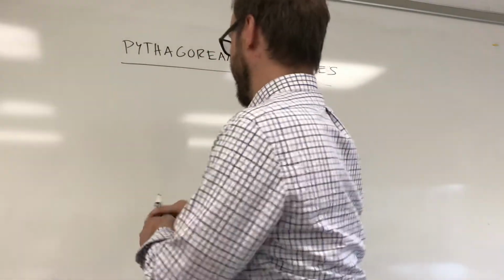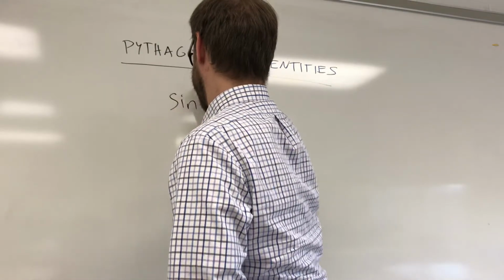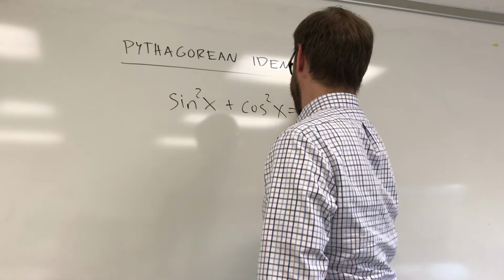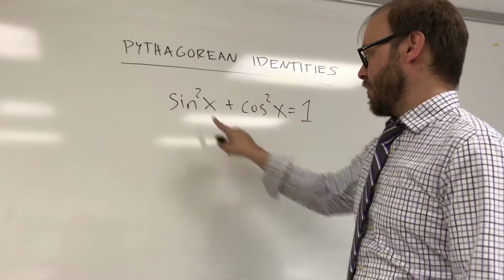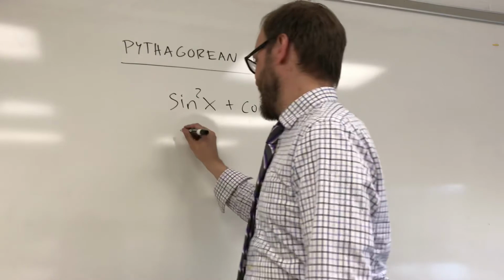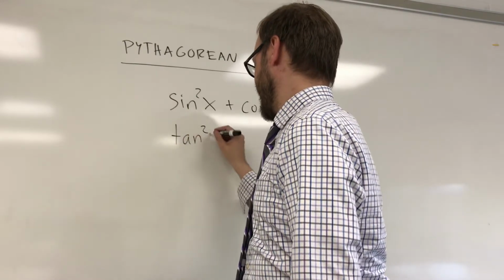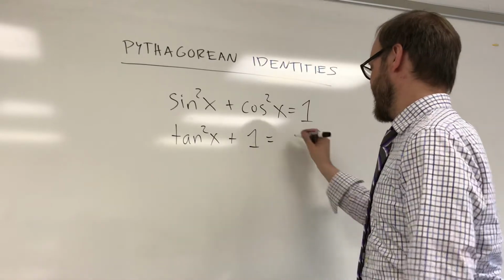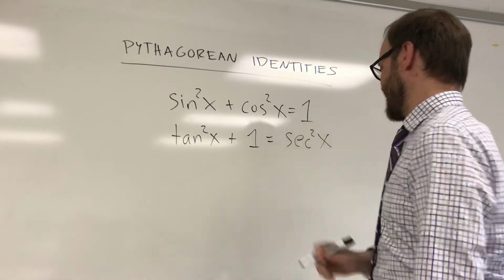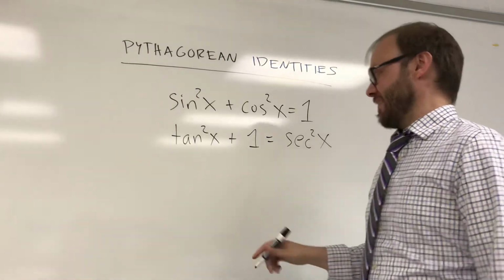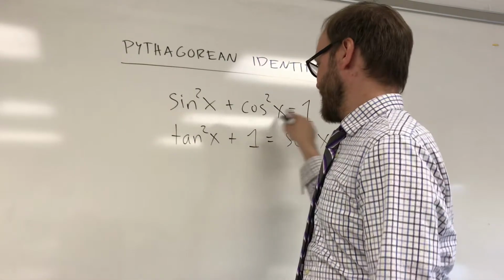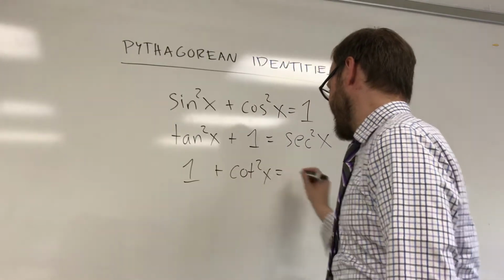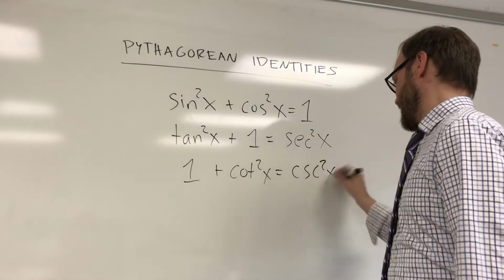so what facts do you need to know? The sine squared of an angle plus the cosine squared of an angle is equal to 1. When I divided everything by cosine squared, I got the tangent squared of an angle plus 1 is equal to the secant squared of that same angle. And the last one, when I divided everything by sine squared, I got 1 plus the cotangent squared of x is equal to the cosecant squared of x.